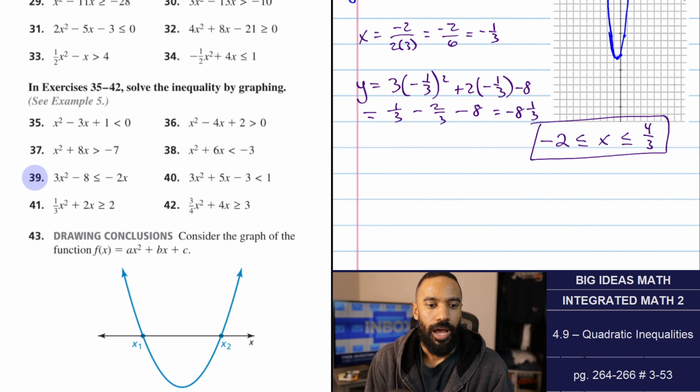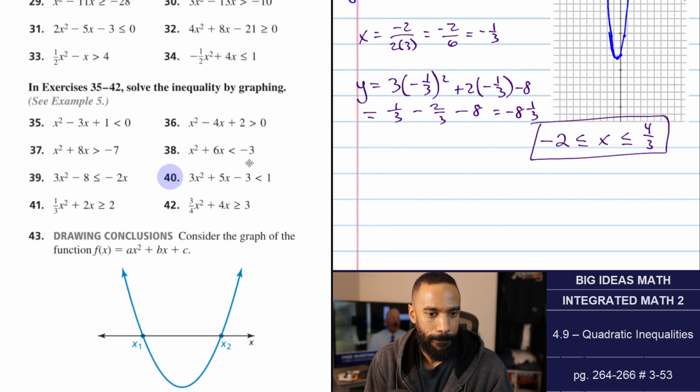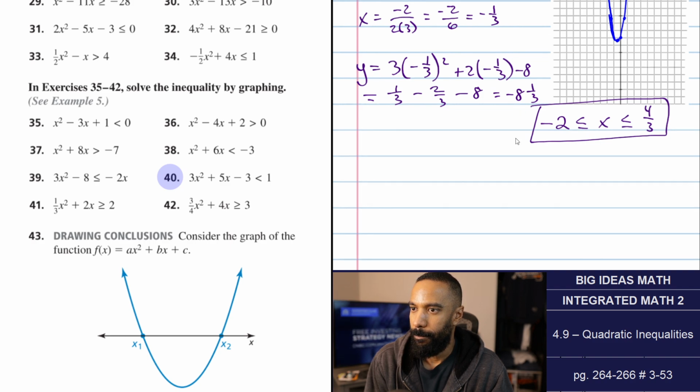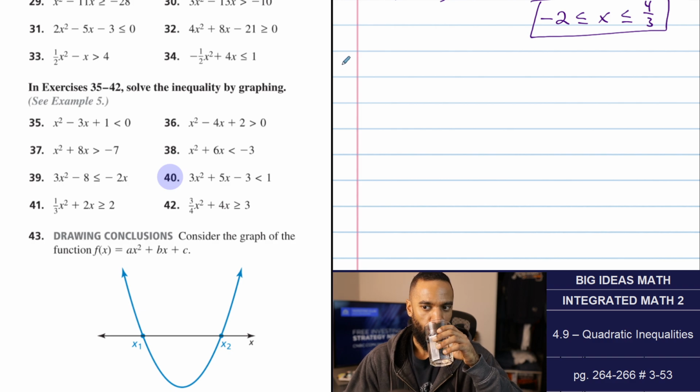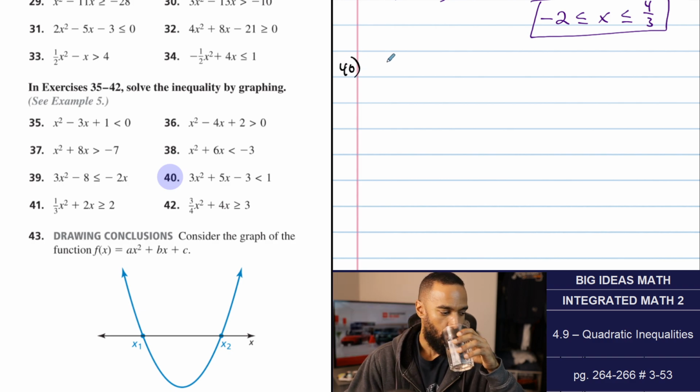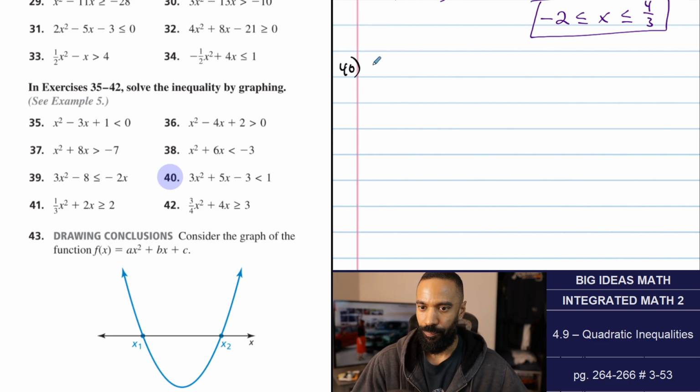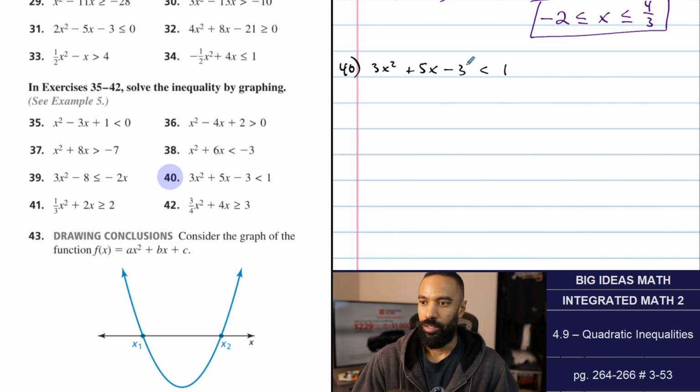Oh, what's that? Number 40. Get a water hit. Okay.